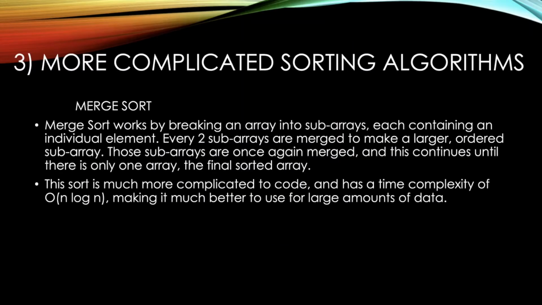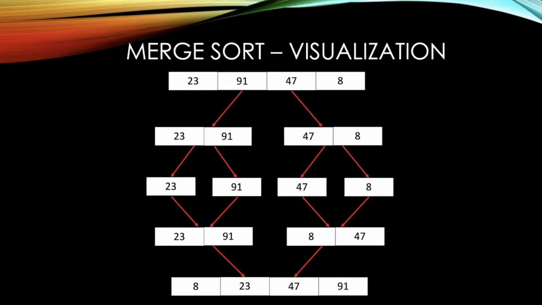Then, more complicated sorting algorithms. The first is a merge sort. Merge sort works by breaking an array into subarrays, each containing an individual element. Every 2 subarrays are merged to make a larger, ordered subarray. Those subarrays are once again merged, and this continues until there is only one array, the final sorted array. The sort is much more complicated to code and has a time complexity of n log n, making it much better to use for large amounts of data.